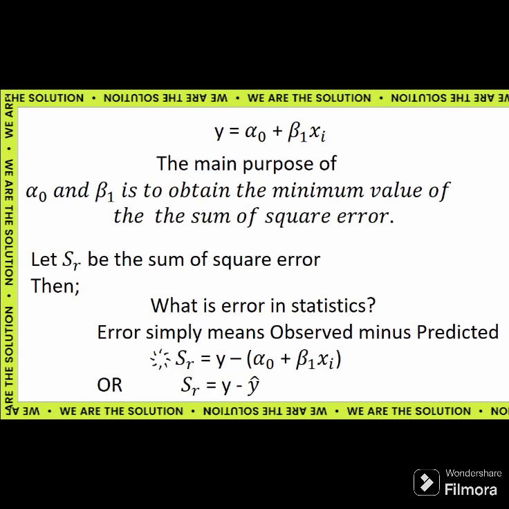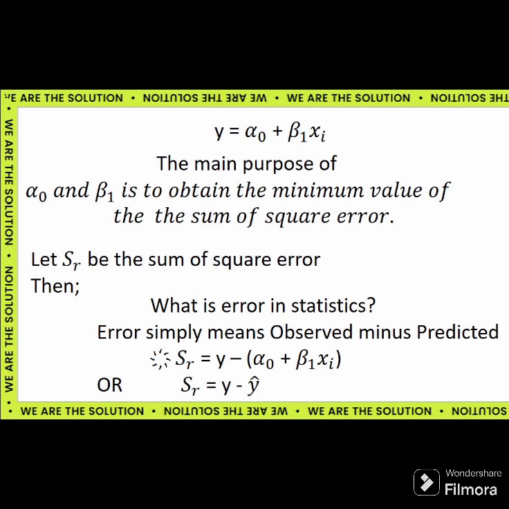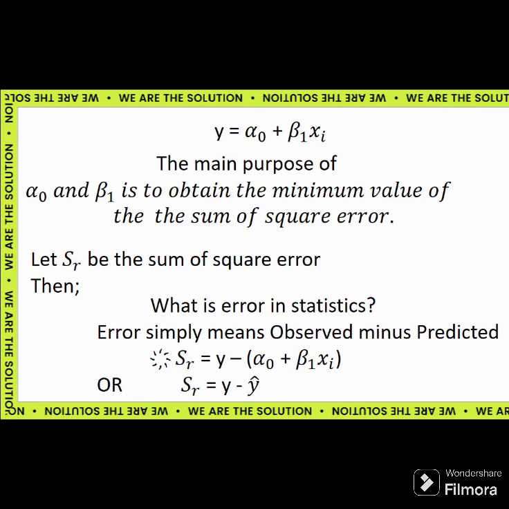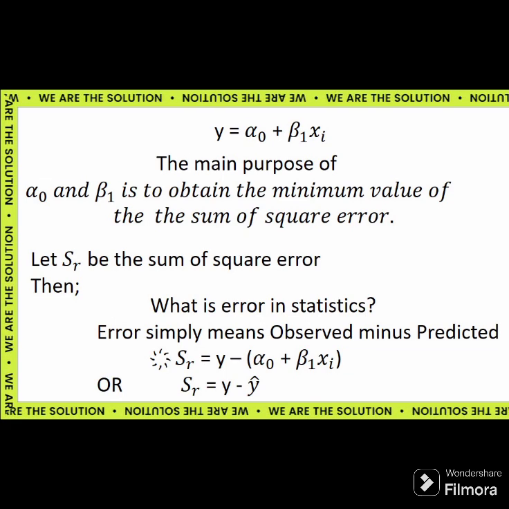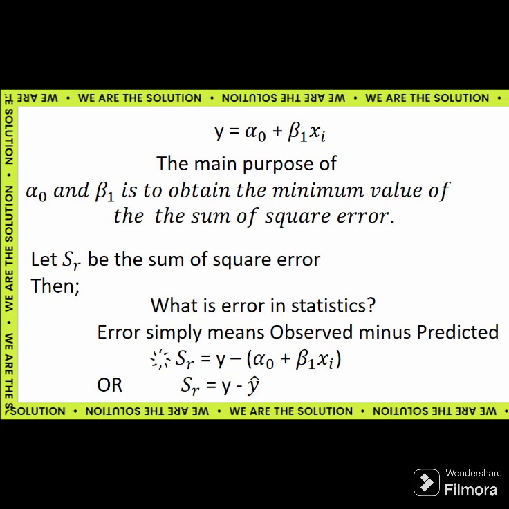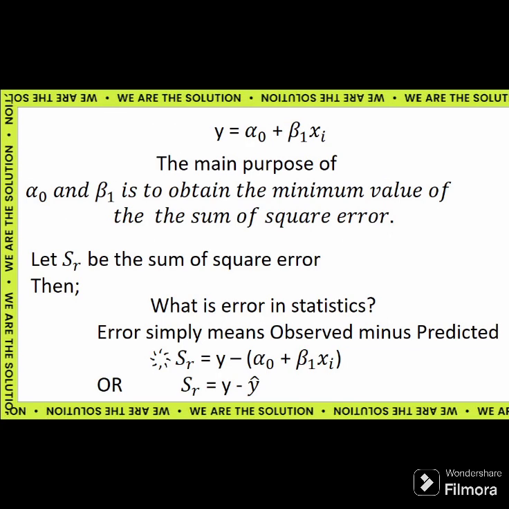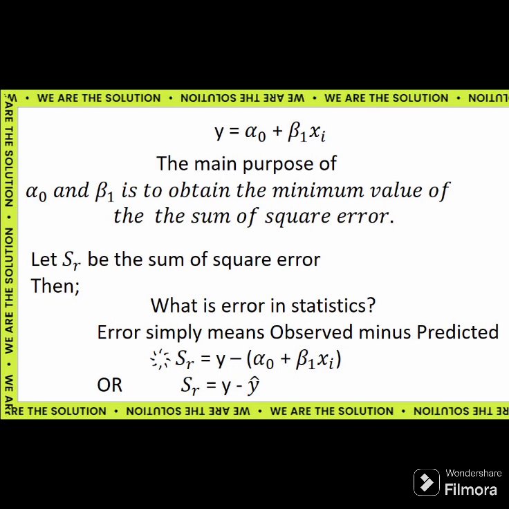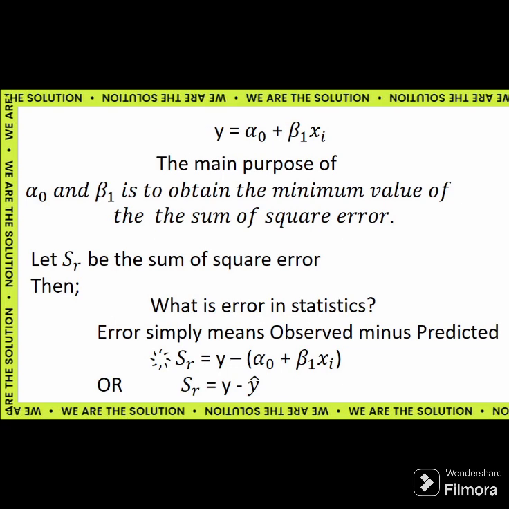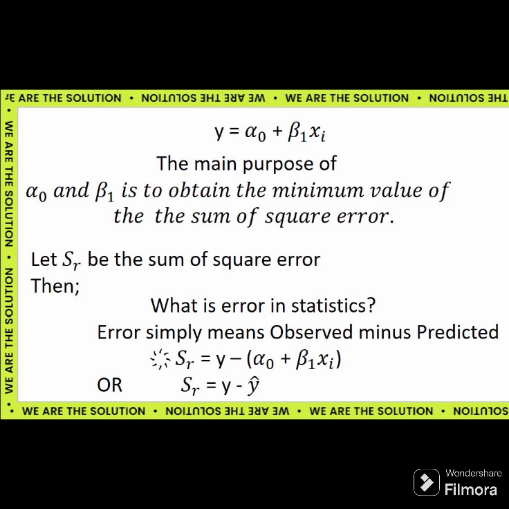The line of best fit simply means y equal to alpha naught plus beta 1 x subscript i. The reason why we want to show we have alpha naught and beta 1 is to obtain the minimum value of the sum of square error. Now, let S subscript r be the sum of square error.